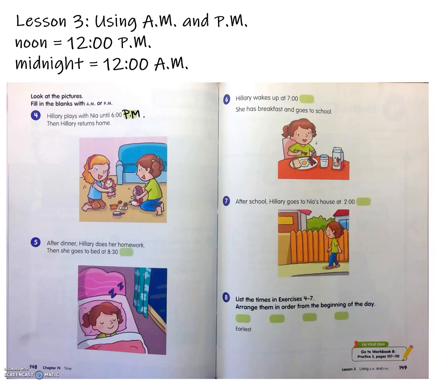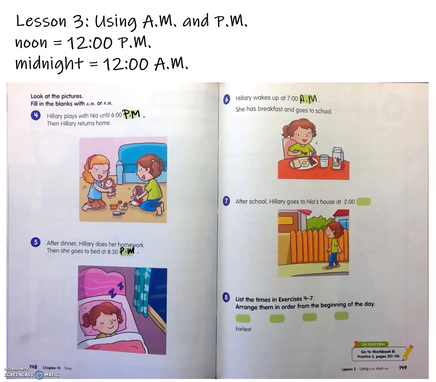Number 5, after dinner, Hillary does her homework. Then she goes to bed at 8:30 blank. Now, do you normally go to bed at 8:30 in the morning, or do you go to bed at 8:30 at night? Normally, it would be at night. So once again, PM would go in that blank. Number 6, Hillary wakes up at 7 blank. She has breakfast and goes to school. Now, do you normally have breakfast and wake up and go to school at 7 p.m. or do you do it at 7 a.m. in the morning? It would be a.m.